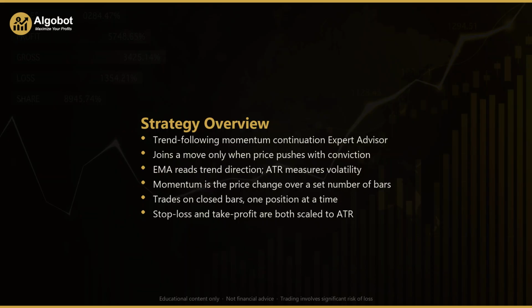That's where the average true range, or ATR, comes in. ATR measures how much the market has typically been moving, and the strategy compares momentum against a multiple of ATR to decide whether the push is truly significant. This approach is designed with faster-moving instruments in mind, such as GBPJPY or gold on the 15-minute chart, though it can be applied to any symbol and time frame.